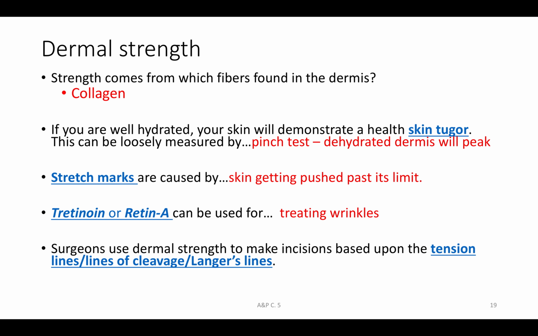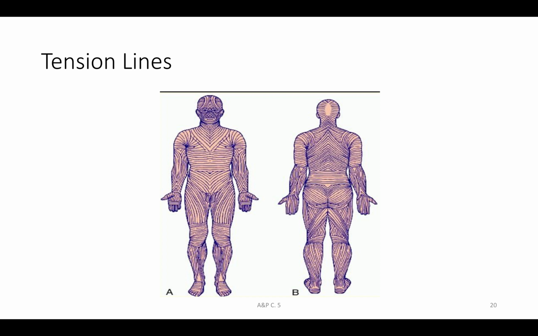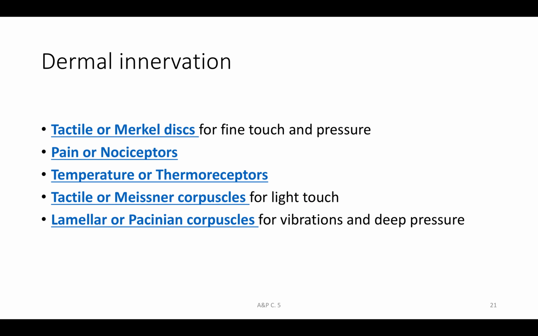With the dermis, we talked about the pinch test to determine if someone was dehydrated. We talked about stretch marks when skin gets pushed past its limit. We talked about tretinoin or Retin-A, which is used to treat wrinkles. And then we also looked at tension lines. Remember, those are the lines that surgeons want to cut along so healing is more efficient and it doesn't cause as much scarring. And then we looked at different types of receptors and cells within our dermis that allow us to feel and detect temperature or pain.